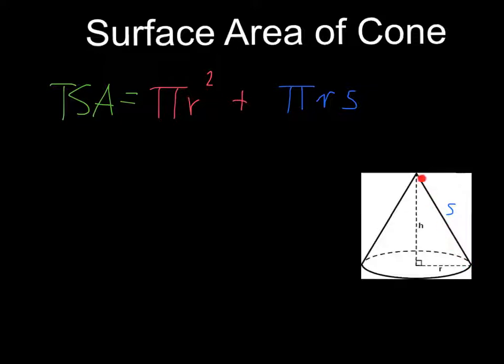Sometimes you might need to calculate the slant height. So pi r squared for the base, and then pi r times s, with the slant height, for the surface area of the curved surface of the cone. So the surface area of a cone is equal to pi r squared for the base plus pi r s for the curved surface.